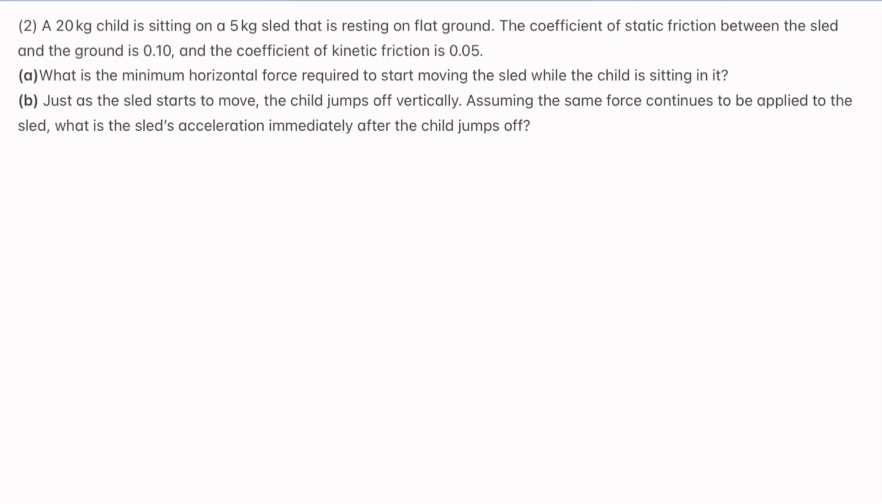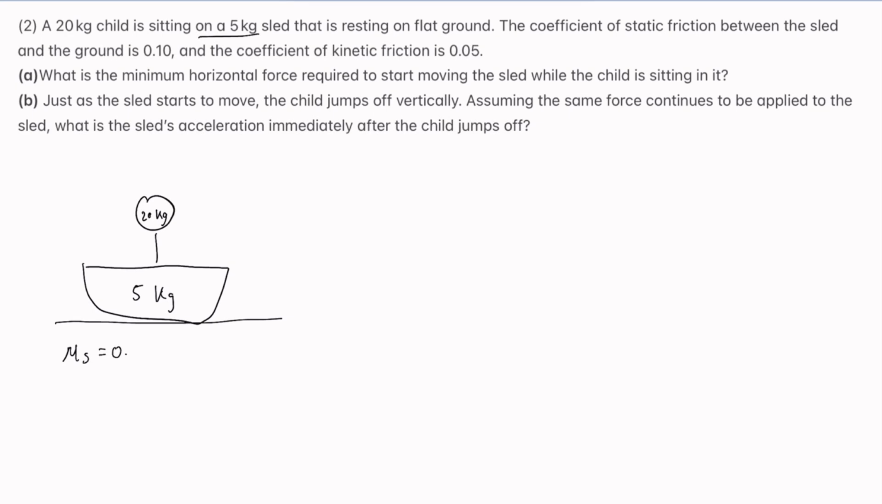For problem 2, we have a 20 kilogram child that is sitting in a 5 kilogram sled that is resting on flat ground. So we have our 5 kilogram sled with a 20 kilogram child in it. The coefficient of static friction between the sled and the ground is 0.1. So mu s equals 0.1. And the coefficient of kinetic friction is 0.05. What is the minimum horizontal force required to start moving the sled while the child is sitting in it?